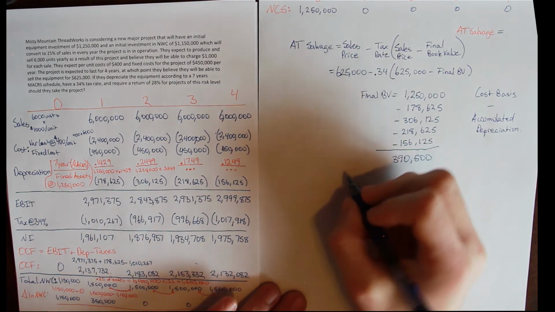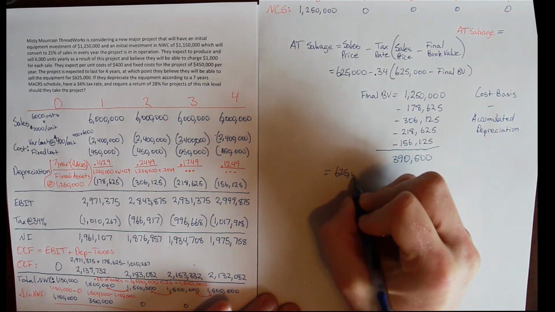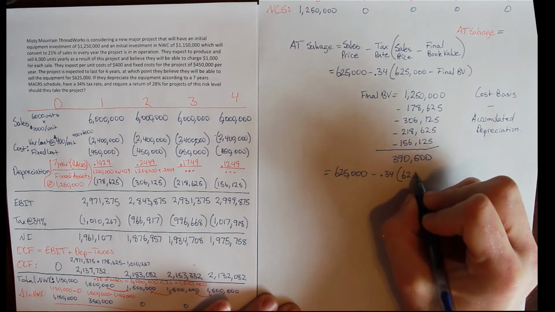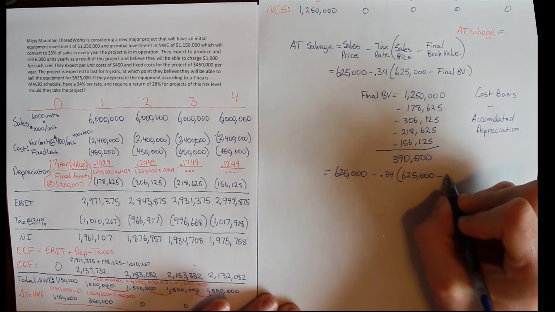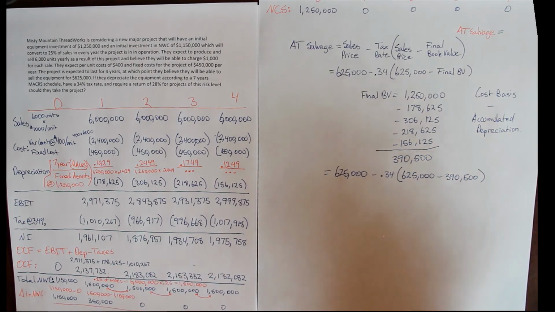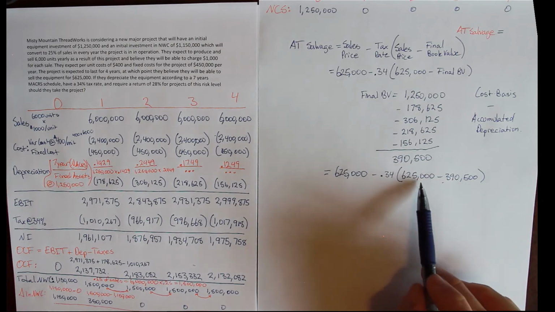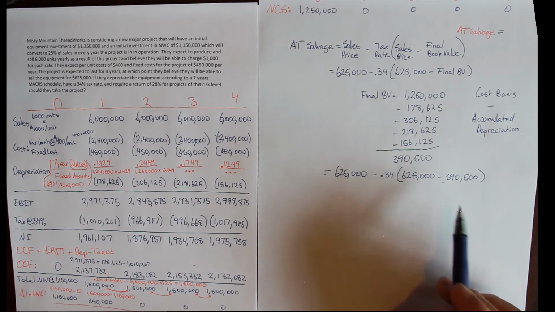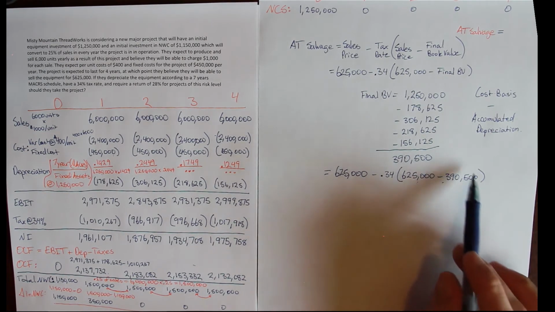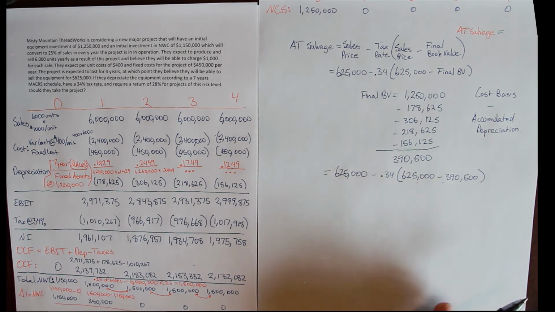I can plug that back into my formula for after-tax salvage. $625,000 minus the tax rate times sales price, $625,000 minus final book value, $390,500. So what this means is I had it on my books valued for less than what I actually sell it for. Because of that, it means I depreciated the asset too much, and I paid less taxes to the government than I actually needed to pay.